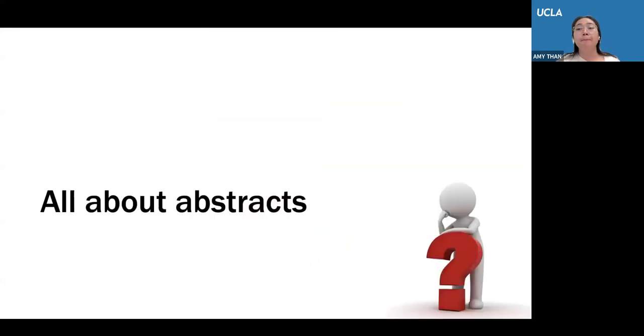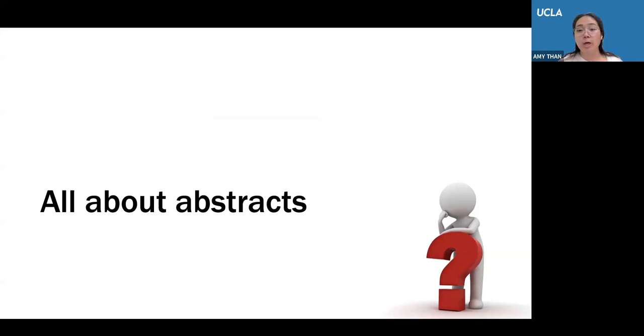But just know that what I share today is going to be based on my experiences and the experiences of other graduate students. There is no perfect one style of abstract. However, there are components that you should include, and the rest is up to you as well as up to your research discipline.